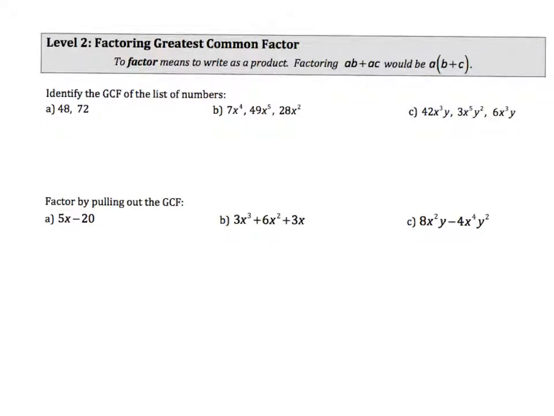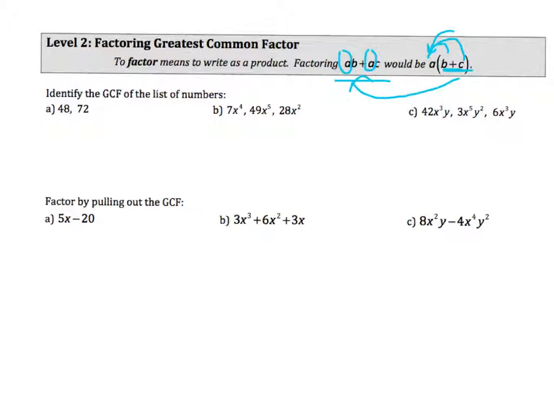Okay, level 2 is called factoring greatest common factors. To factor means writing a product, factoring A times B plus A times C. So you would factor out what they have in common. Since both of these terms have an A, we would take out the A and then write what's left over in parentheses, so that if we were to distribute the A back in, we would get the same answer that we started with. Okay, we're going to go through a couple examples here.